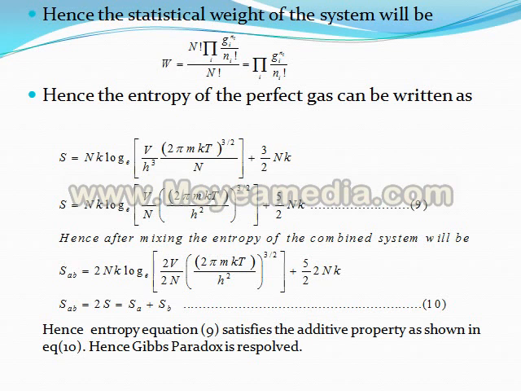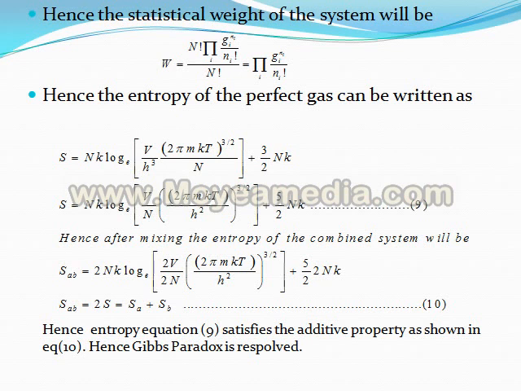Hence the entropy of the perfect gas can be written as S is equal to Nk log [V upon h cube (2 pi mkT) to the power 3/2 upon capital N] plus 3/2 Nk, or S is equal to Nk log [V upon N (2 pi mkT upon h square) to the power 3/2] plus 5/2 Nk. This represents equation 9.